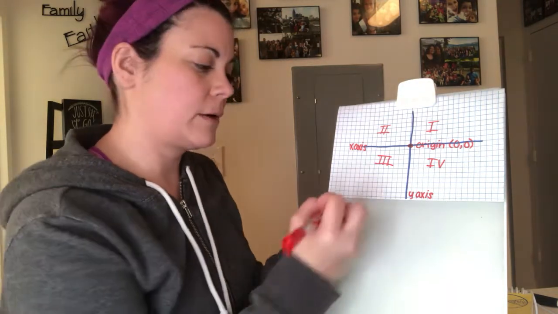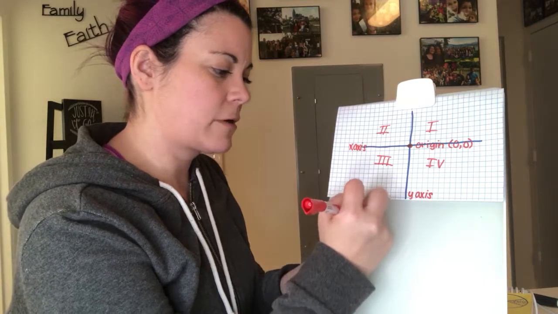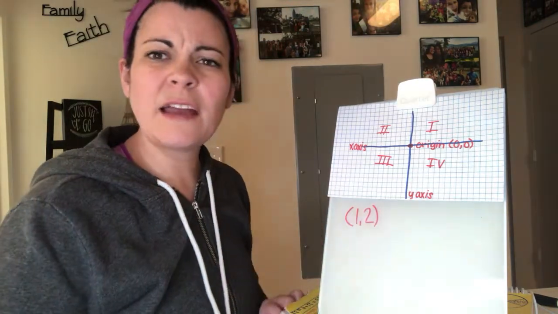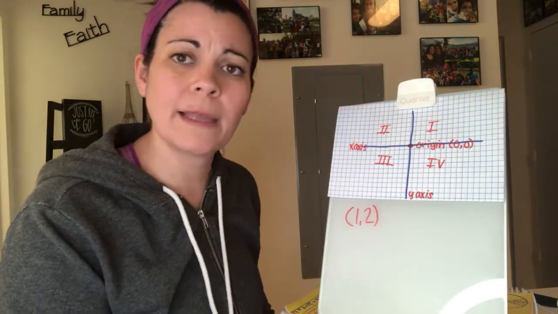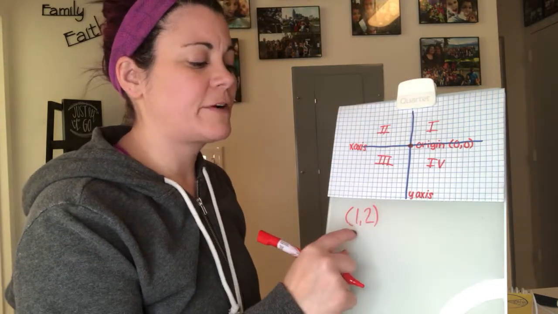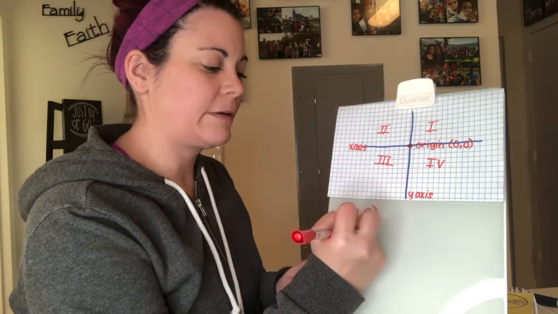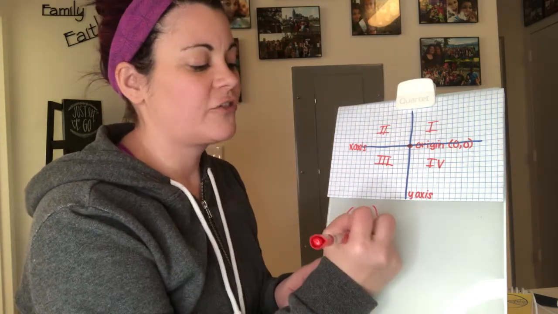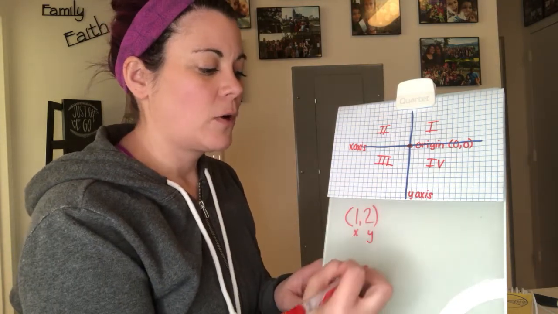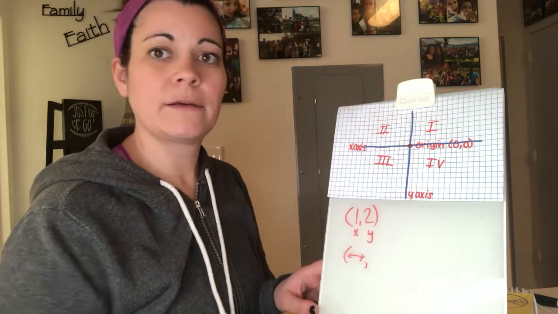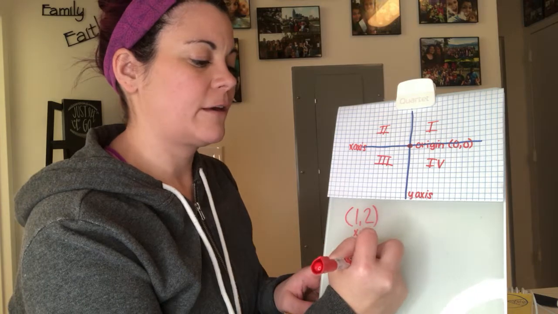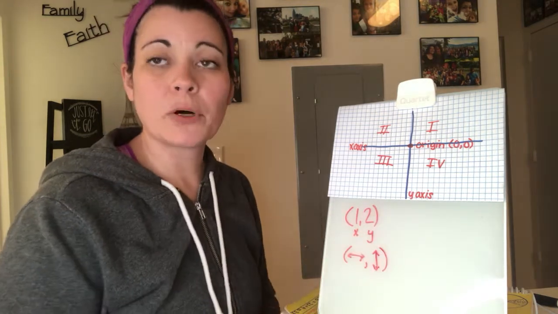The coordinate point, I'm going to list it down here. So if I have a coordinate point of 1, 2, it's kind of like an address of where it goes on this grid, on this coordinate plane. So our first point is the x value, and our second point is the y value. Our first point tells us which direction we go, left or right. And then our second point tells us which direction we go, up or down.